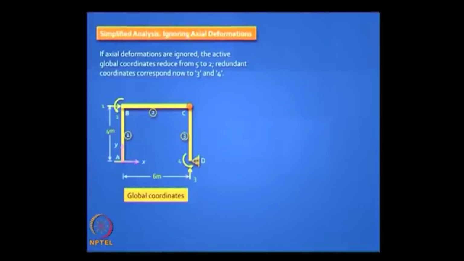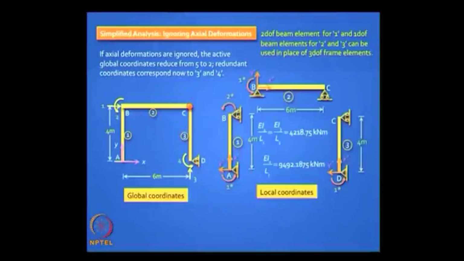What is interesting is your degrees of freedom now reduce. You had 7 earlier, now you have 4, okay, for reasons which we have explained earlier. So you have only 1, 2 and 3, 4 corresponds to your restraint degrees, your redundant degrees. Also for the beam element we will take the advantage that you had pointed out, the 2 degree of freedom beam element for 1 and 1 degree of beam elements for 2 and 3 can be used in place of frame element. So we are going back to beams and we are taking advantage of the modified flexibility. So we can do that.